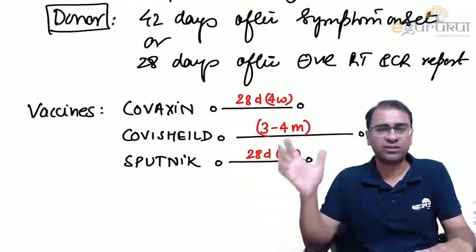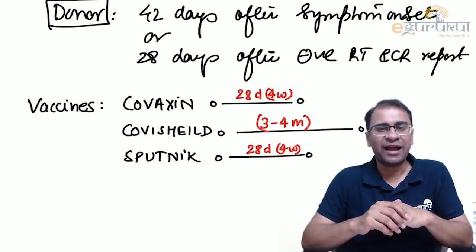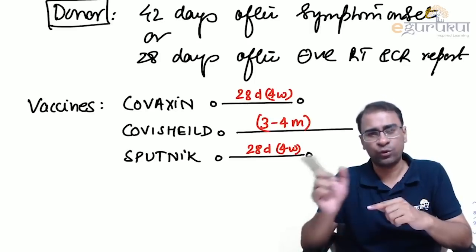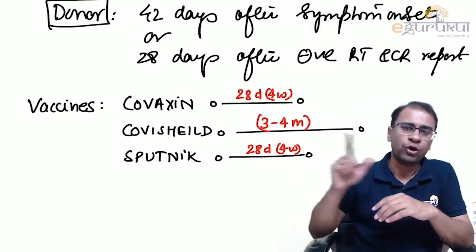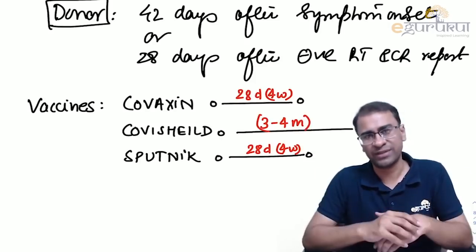Vaccines. You all know the 2 vaccines, and that a third vaccine is available now: Covaxin, Covishield, and Sputnik. Sputnik has 28 days for the second dose period. Covaxin has 28 days. Covishield has around 3 to 4 months, which was recently modified by the Indian government. And who knows what comes next.